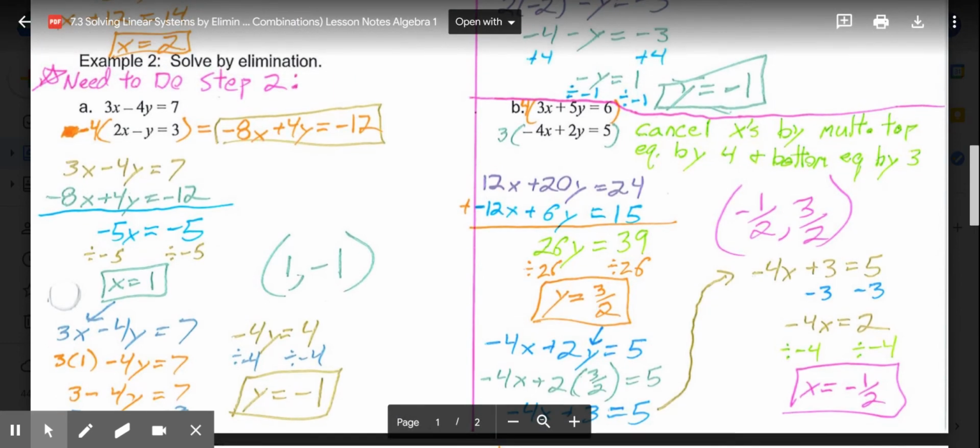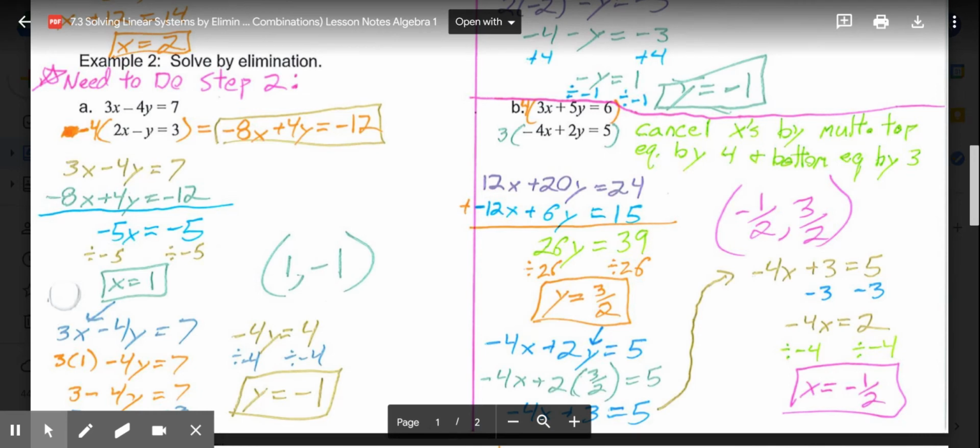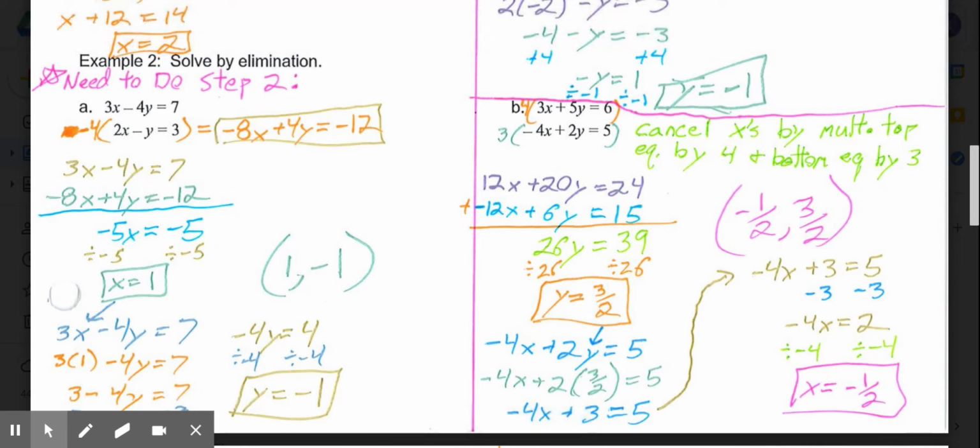Now sometimes you may look at it like example B here, where we have 3x plus 5y equals 6 and negative 4x plus 2y equals 5. There isn't necessarily an easy way to get y or x to cancel by multiplying each of the equations just by one thing. So the easy way is, I want to cancel the x's. So if my bottom is a negative 4x, I'm going to multiply the top by 4. The top is a 3x, I'll multiply the bottom by 3. That means I'm going to end up on top with a 12x and on bottom a negative 12x to cancel.